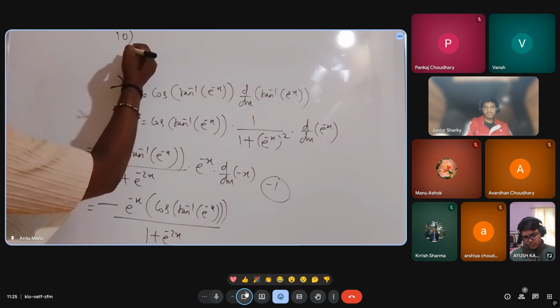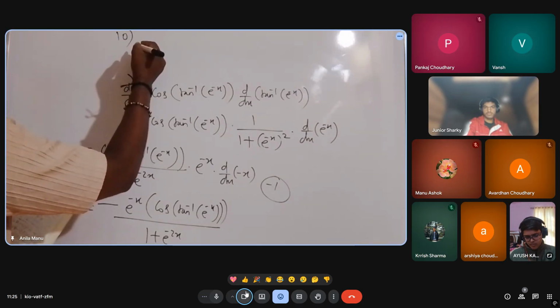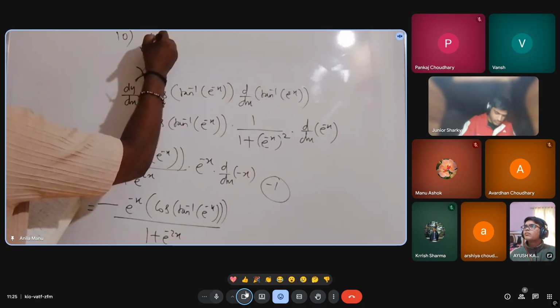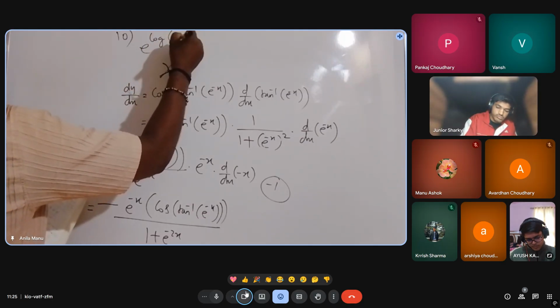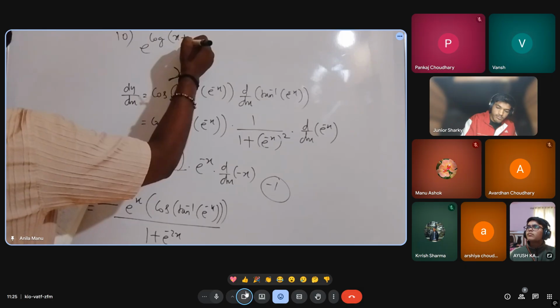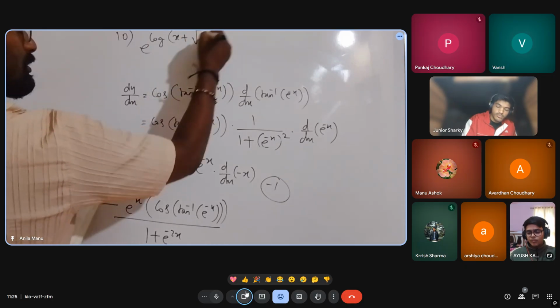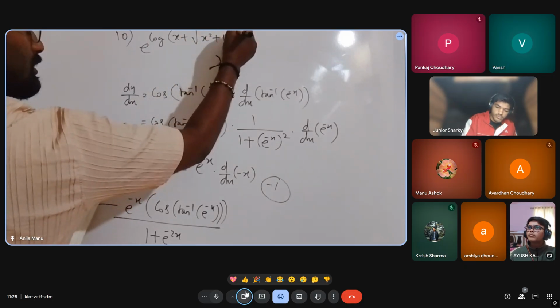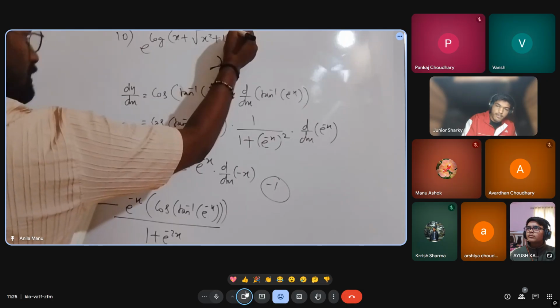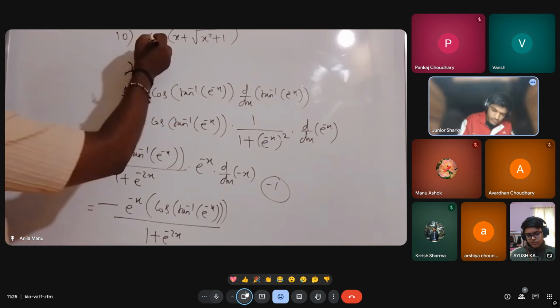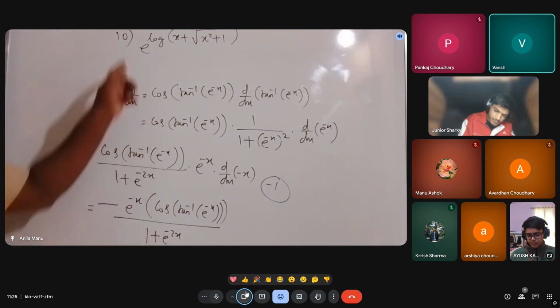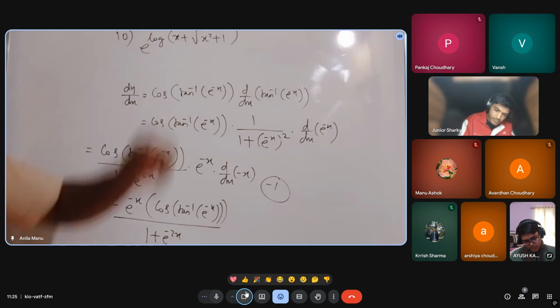Question number 10. e raised to log of x plus square root of x square plus 1.